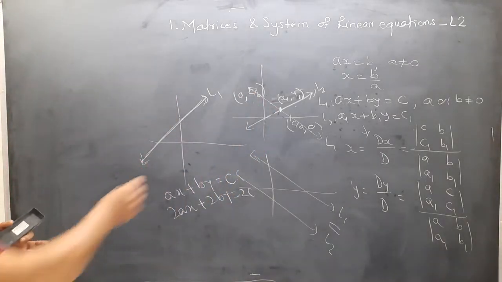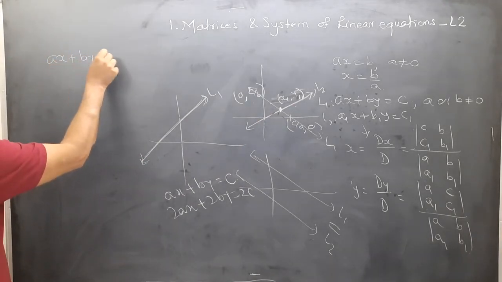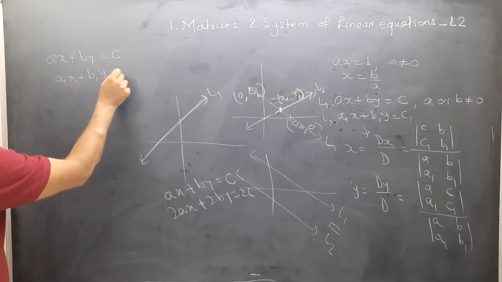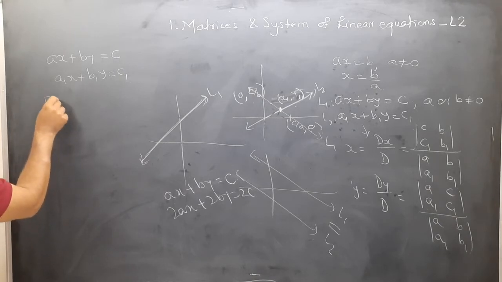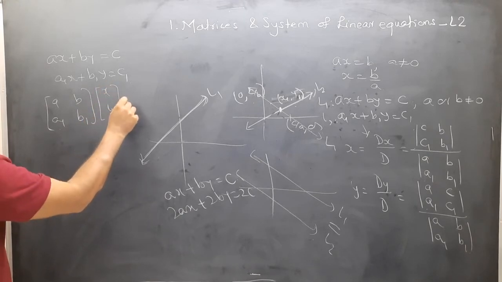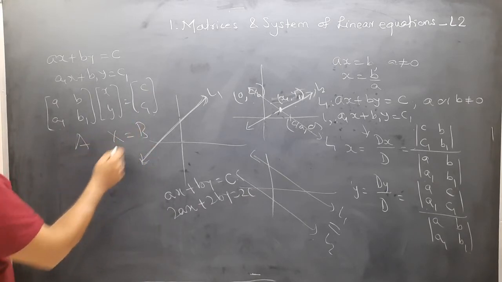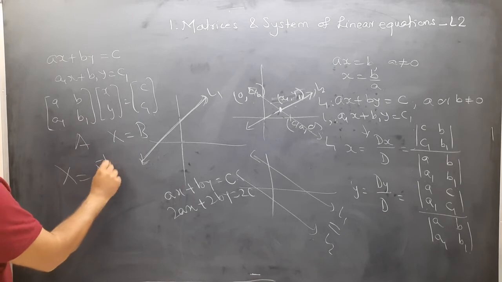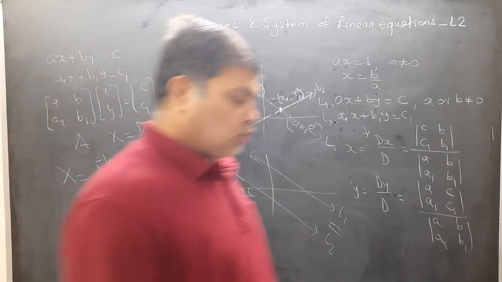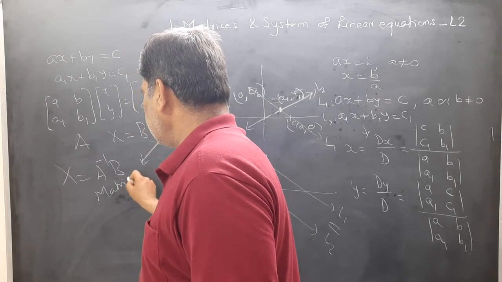Now, what is the matrix inversion method? What is the matrix form of this system, ax plus by is equal to c and a1x plus b1y is equal to c1? The matrix form is the matrix a, a1, b, b1 times the column x, y, equal to the column vector c, c1. If I denote this by AX is equal to B, then X is equal to A inverse B. So this gives us the solution of the two equations. So this is the matrix inversion method.